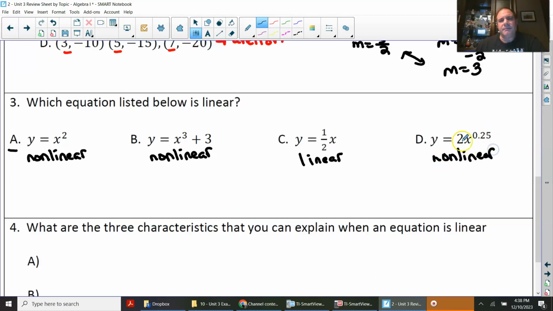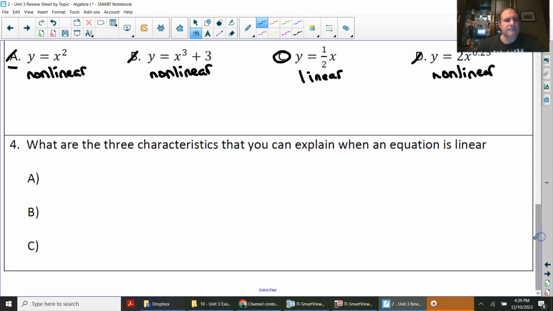And this is nonlinear because there's an exponent next to the variable. So out, out, out. Which one is linear? C. What are the 3 characteristics you can explain when an equation is linear?